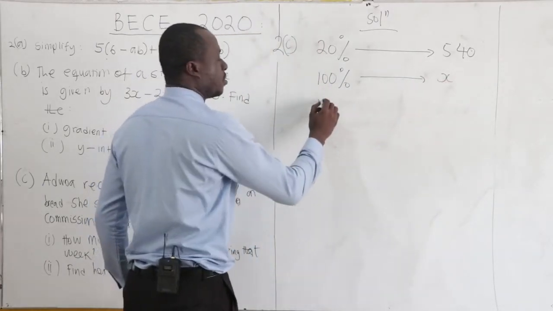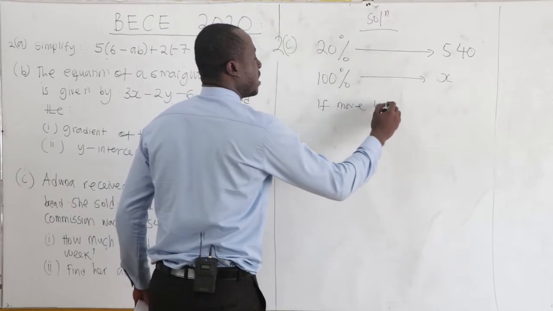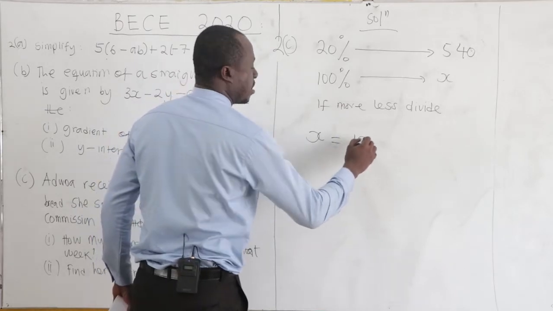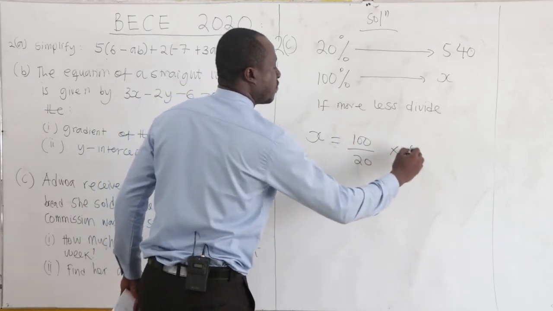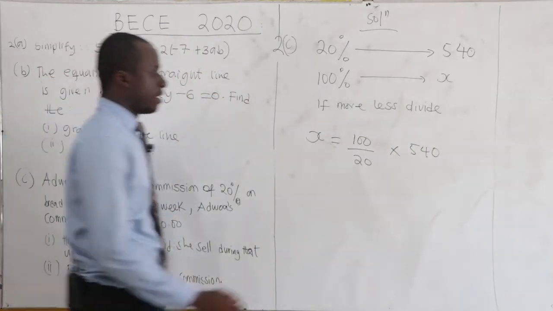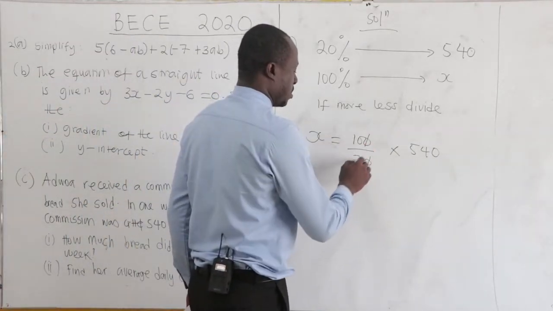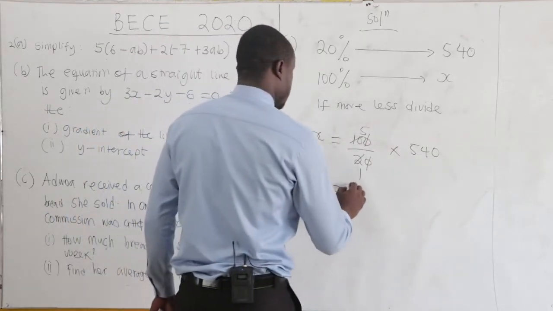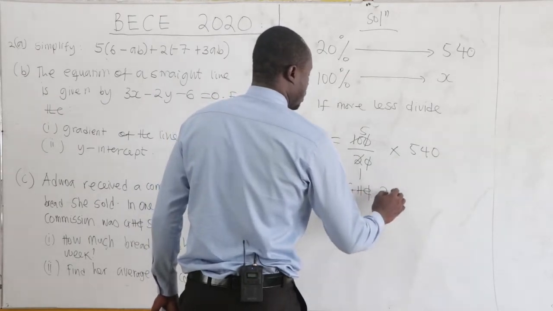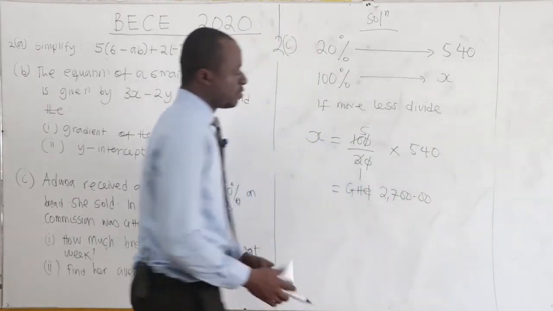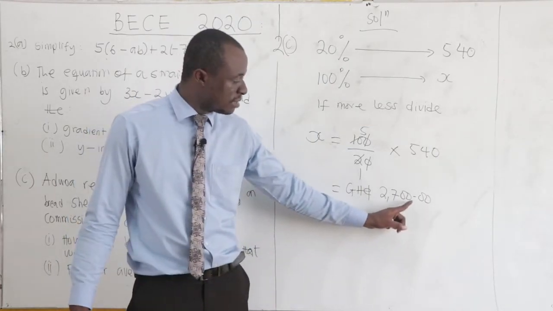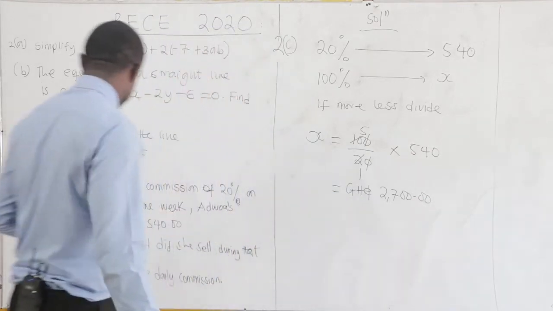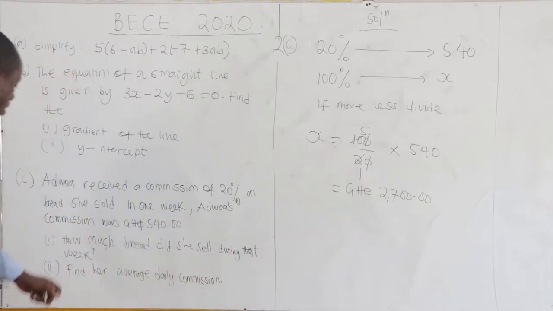Now, 20 and then 100. So if more, we say less, divide. Hence, our x will be equal to 100 over 20 times 540. Now here, this 0 will cancel this 0. 2 go here 1, 2 go here 5. Now what is 5 times 540? That is 2,700. Please, we shouldn't forget that because it is currency, it should be to 2 decimal places. That is 0.00. So the first one, how much bread did she sell during that week?